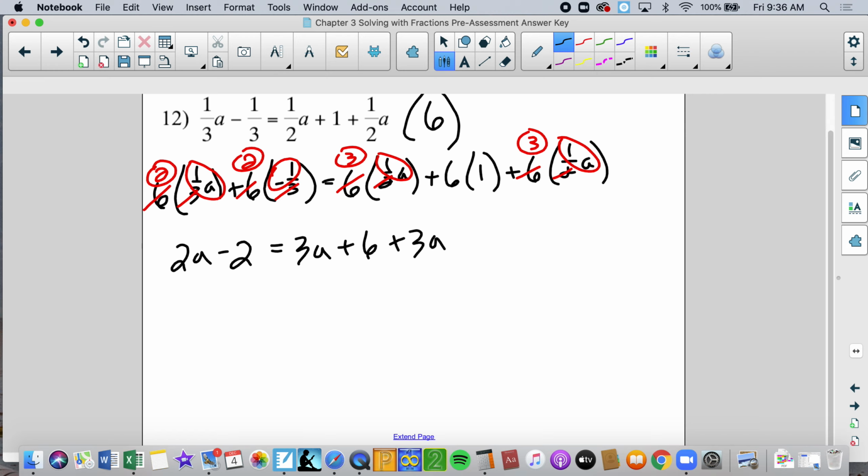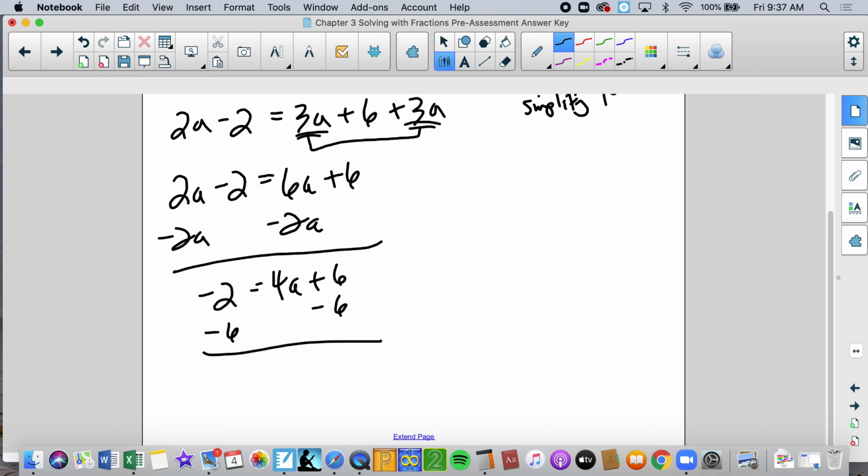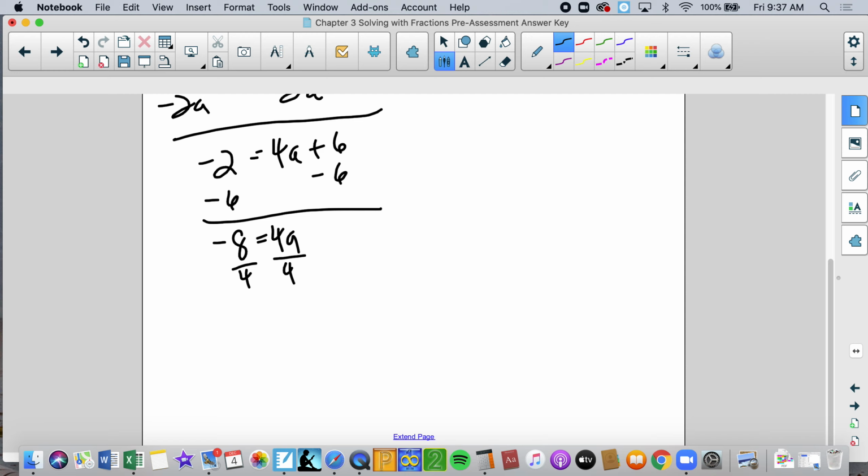Now, remember, we have like terms on the same side of the equal sign. So I'm going to simplify first. Always remember to simplify. So 2a minus 2 equals, I'm going to combine 3a and 3a to make 6a plus 6. And now I'm going to move the variables first. I'm going to subtract 2a. I get -2 equals 4a plus 6. I'm going to subtract 6. I'm going to get -8 equals 4a. Divide by 4, divide by 4, -2 equals a.